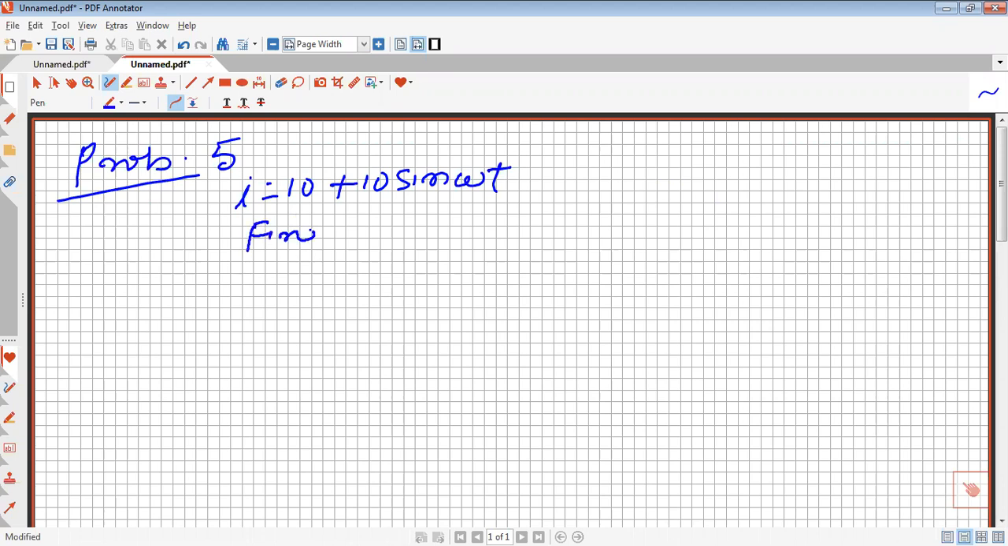Find the average and RMS value of I. This one, this current.